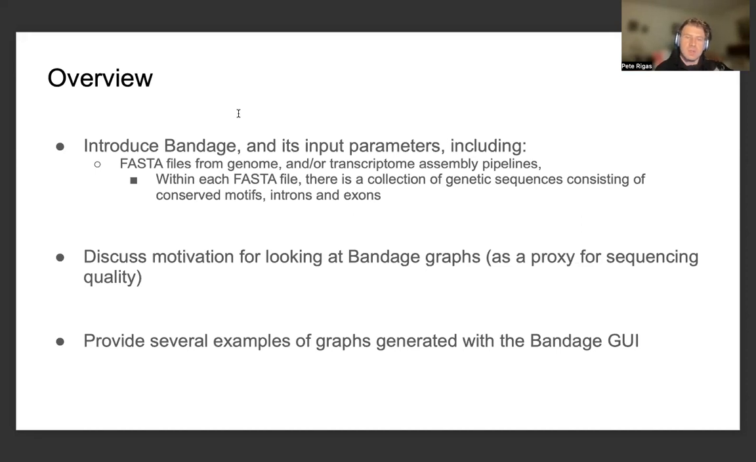Within each one of these FASTA files, which can be used as an input file, the file itself consists of a collection of genetic sequences which have conserved motifs, introns, and exons. We'll be discussing the motivation for looking at Bandage graphs as a proxy for sequence quality, and how we can visualize how different sequences are approximated and probabilistically computed with these assembly algorithms from either the genome or the transcriptome.